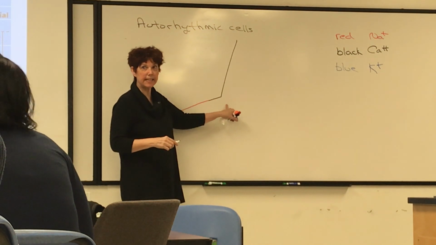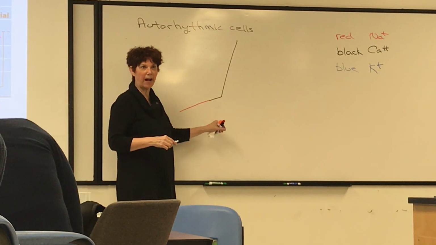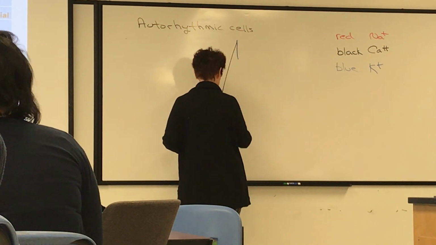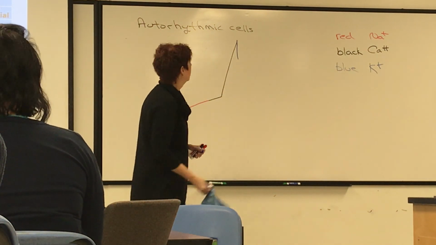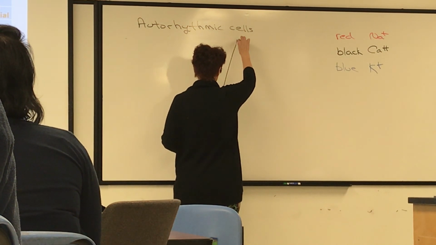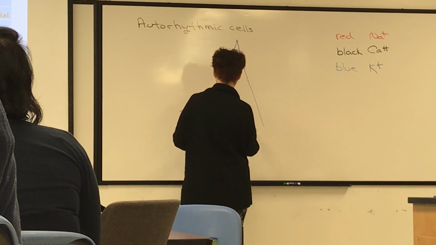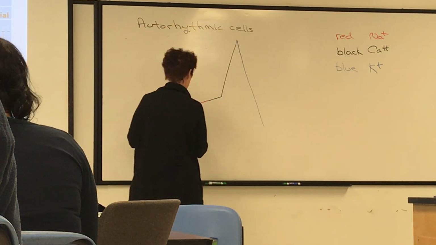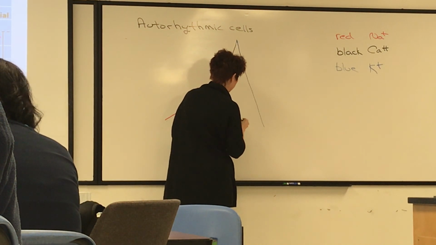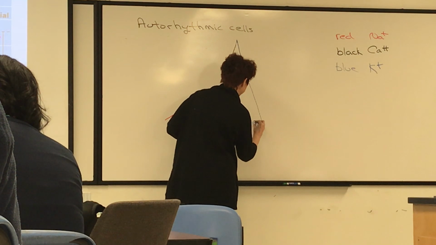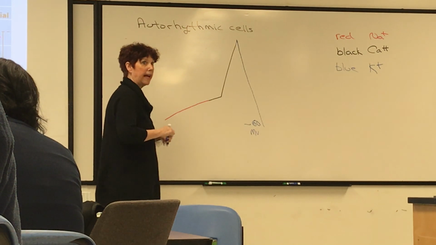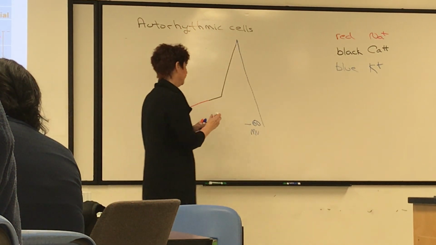So all of this is depolarization, right? We're adding positive ions to the cell, and then we repolarize through the loss of potassium ions. And that brings us down to a minus 60. As soon as we reach about a minus 60 millivolts, we start the process of depolarization again, okay?